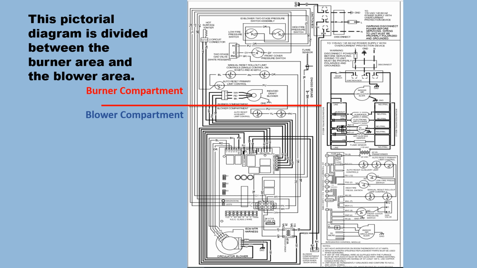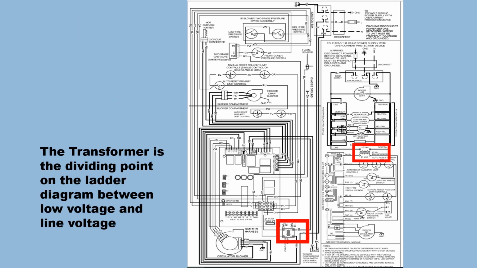And as we said, the cabinet's going to divide that. There's our transformer, the dividing point in the line voltage and the low voltage, the pictorial, excuse me, and the schematic portion of the diagram.